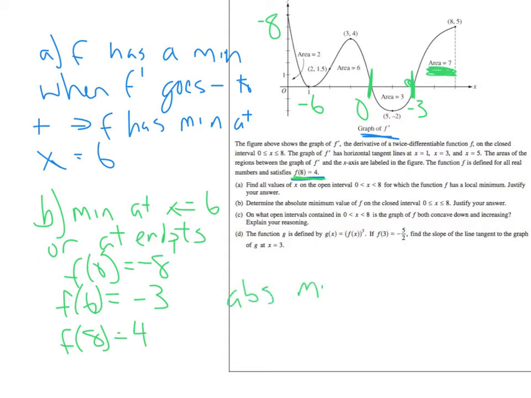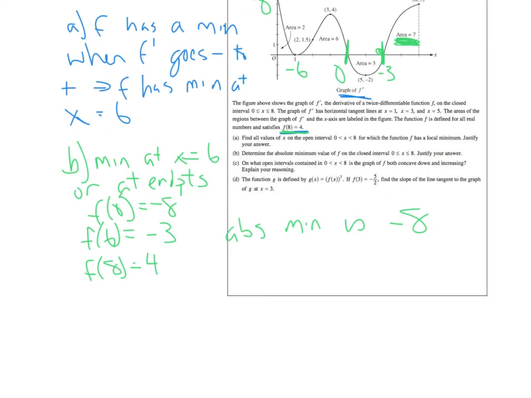Absolute min is negative 8. Happens at x equals 0. On what open intervals is the graph concave down and increasing?